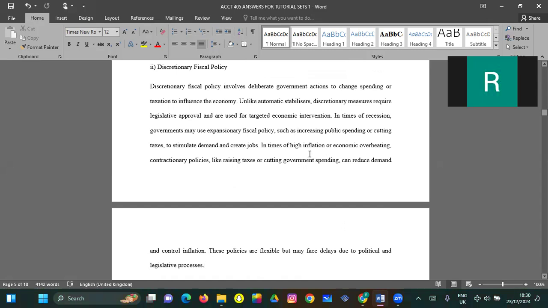In high inflation or economic overheating, contractionary policies like raising taxes or cutting government spending can reduce demand and control inflation. These policies are flexible but may face delays due to the political legislative process, right? So that's it.